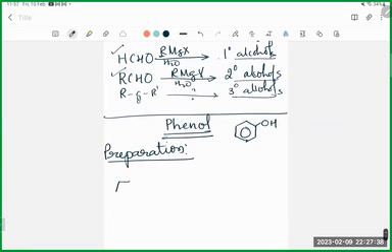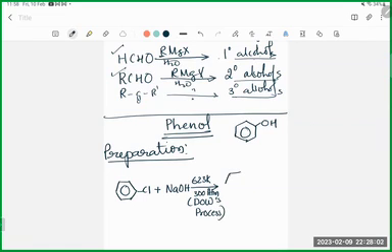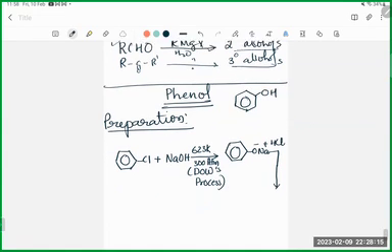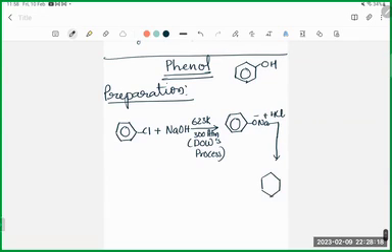So the first preparation is from chlorobenzene. Chlorobenzene is treated with alkali base at 623 K and 300 atmospheric pressure. What do you get from this process? We call it the Dow process. This gives a product, sodium phenoxide, and then again with HCl we do the acid hydrolysis and we get phenol as the product. Clear? So this is the phenol product.